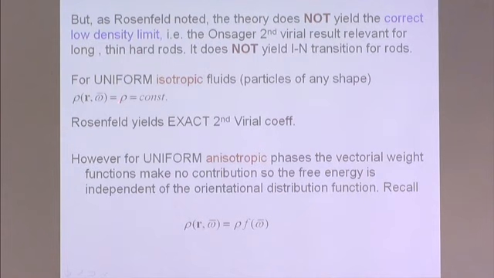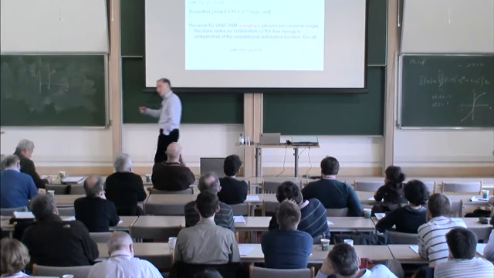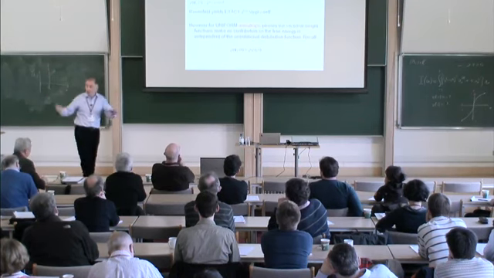Well, for a uniform isotropic fluid, for particles of any shape, as Don sort of pointed out, that's an easy calculation to do. It's the case where the one-body density is just a constant. You can show that the Rosenfeld formulation gives the exact second virial coefficient. So this decomposition of the Mayer function is exact in this case, using those weights.